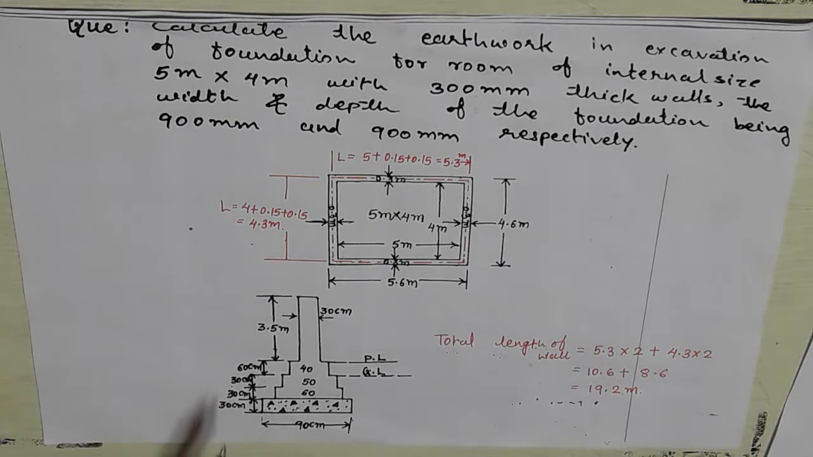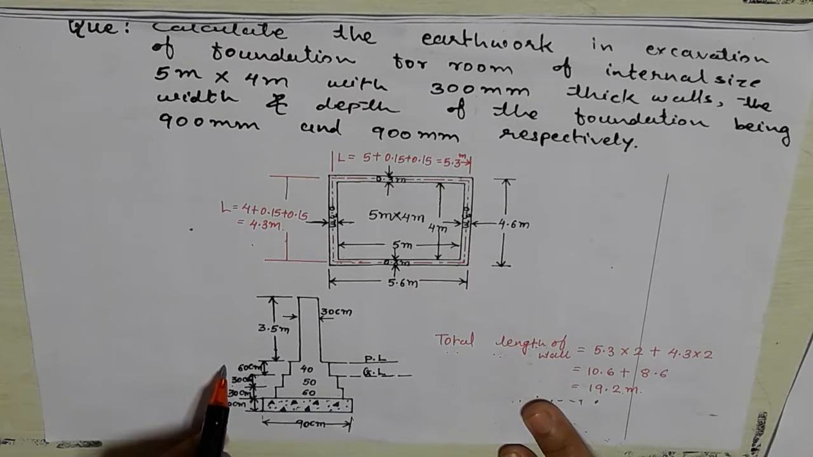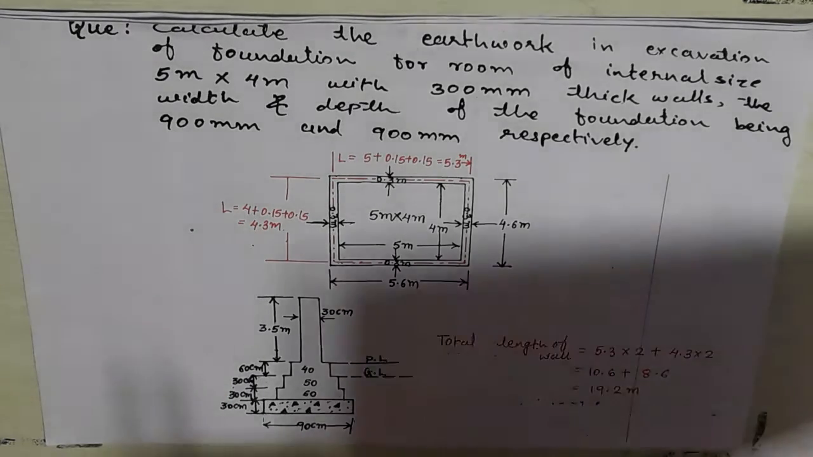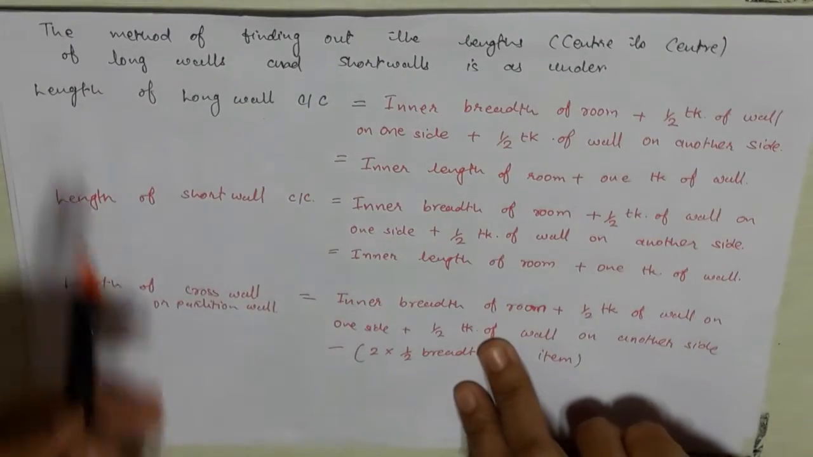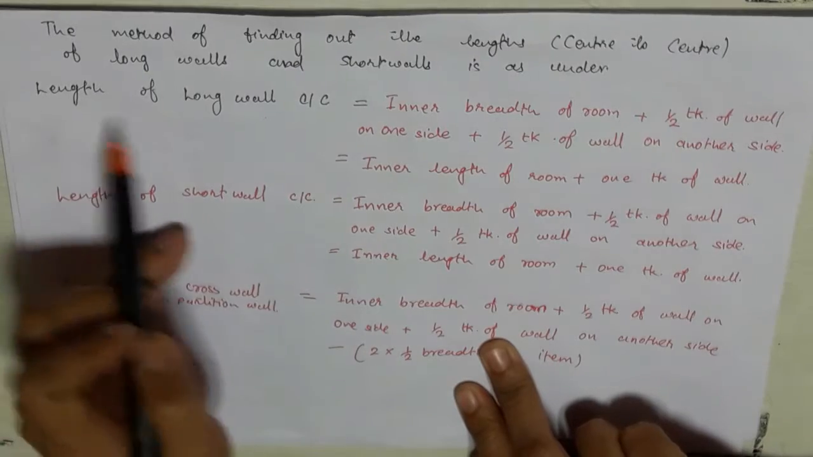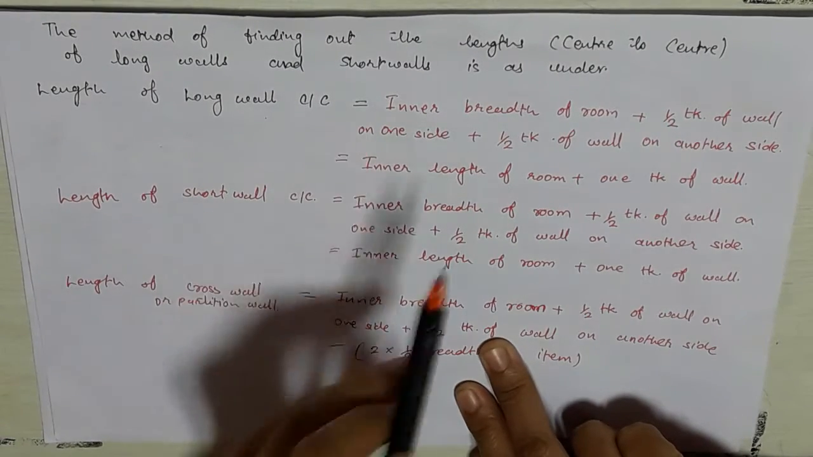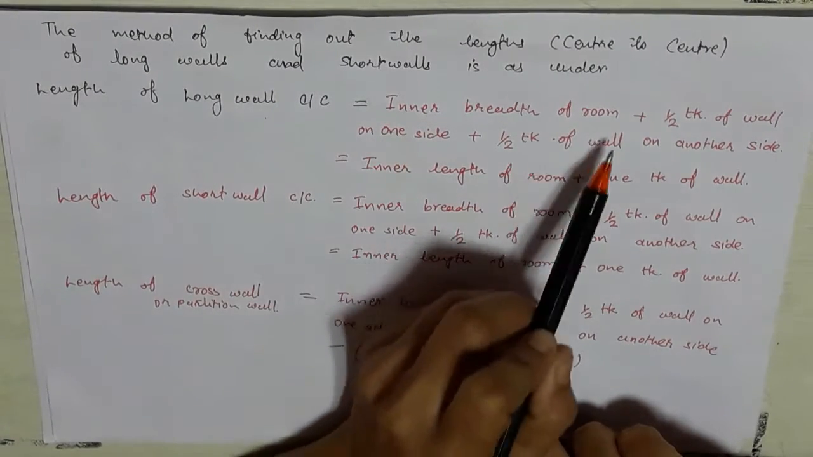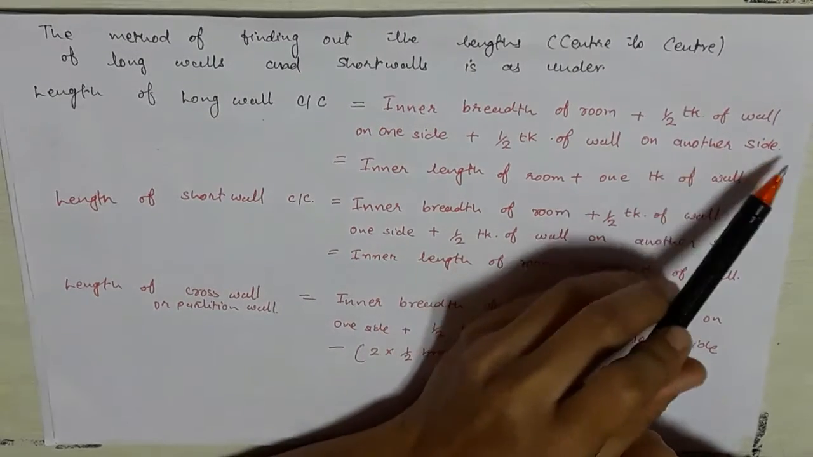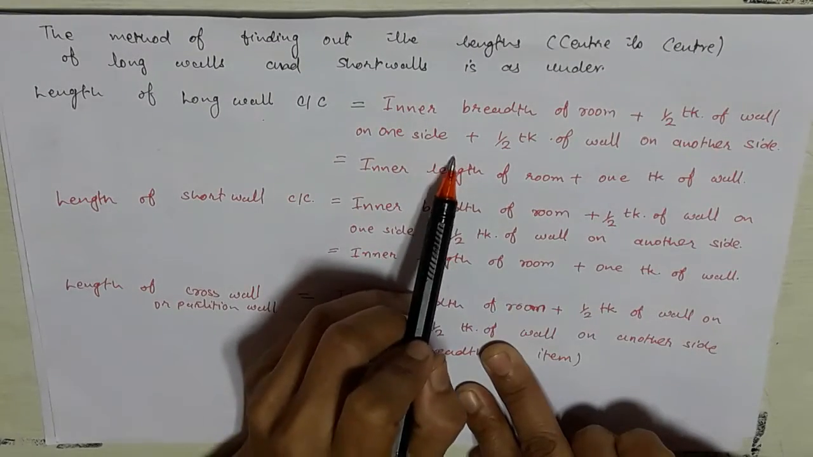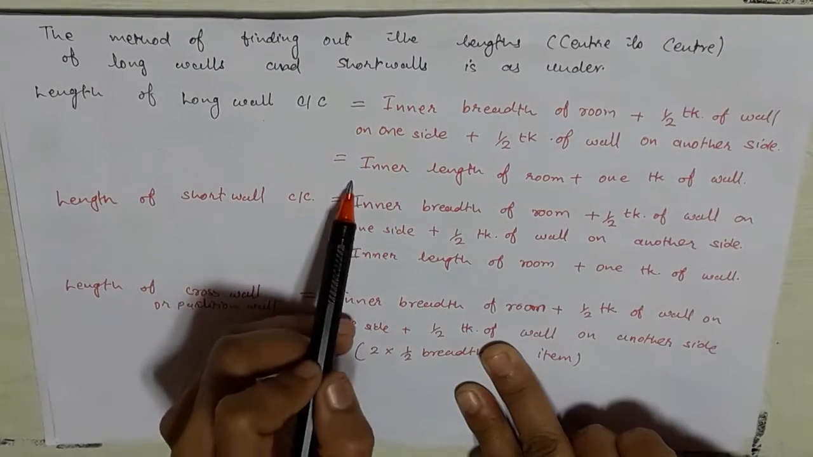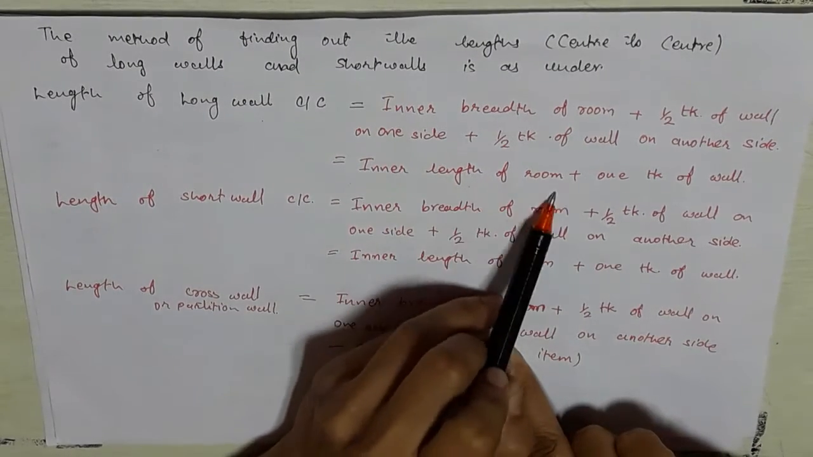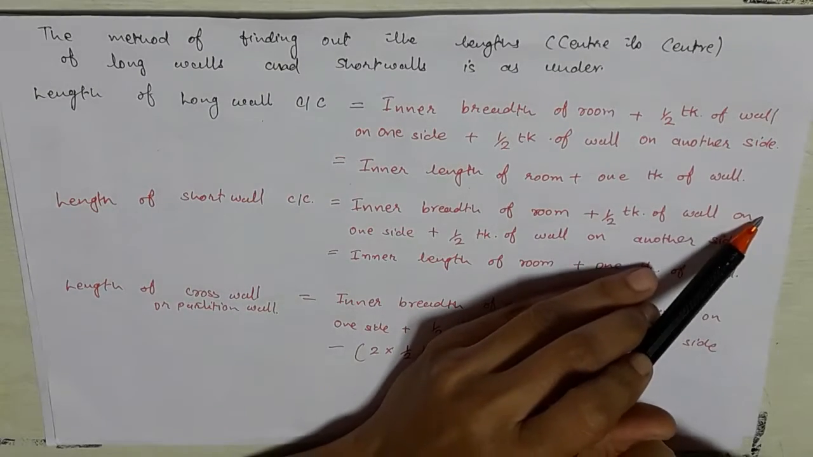Now here, first of all, you have to find out the length of the long wall center to center. So this is the formula for finding the length of the long wall center to center, that is equal to the inner length of the room plus half thickness of the wall on one side plus half thickness of the wall on the other side, that is equal to the inner length of the room plus one thickness of the wall.